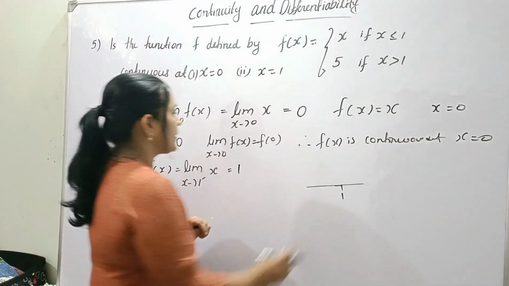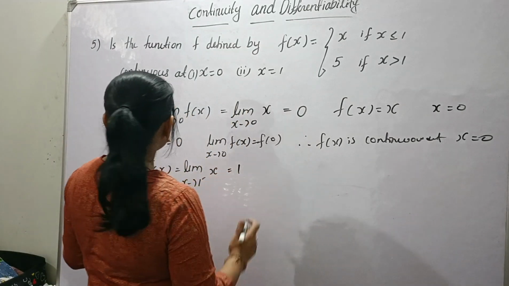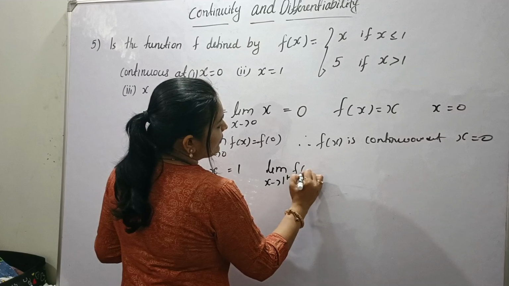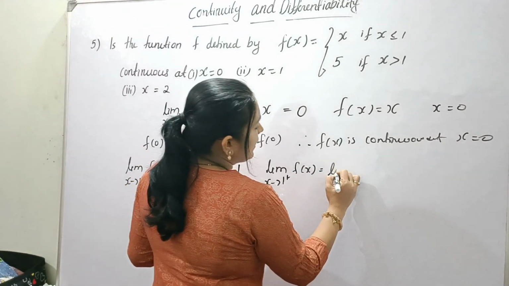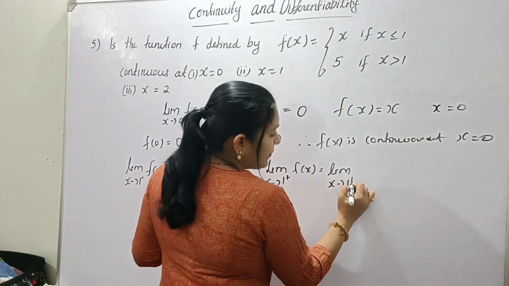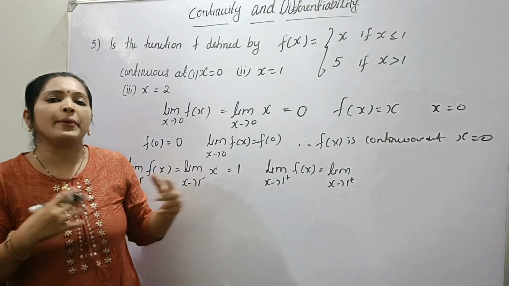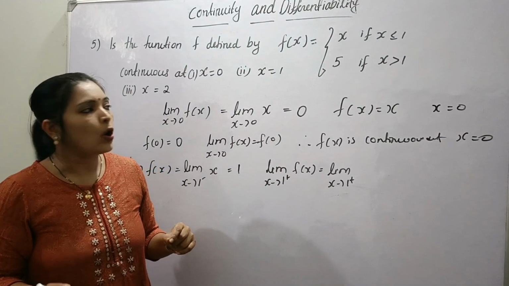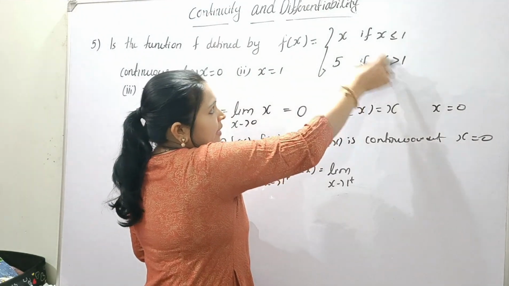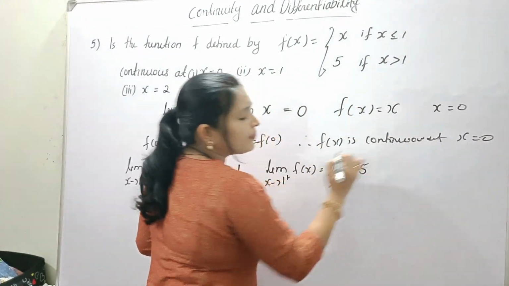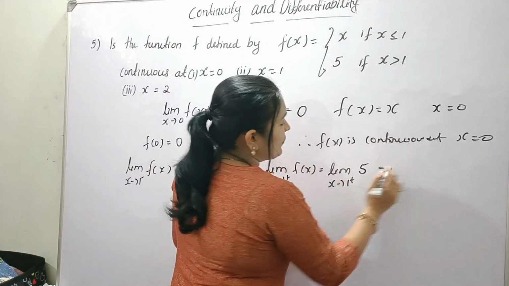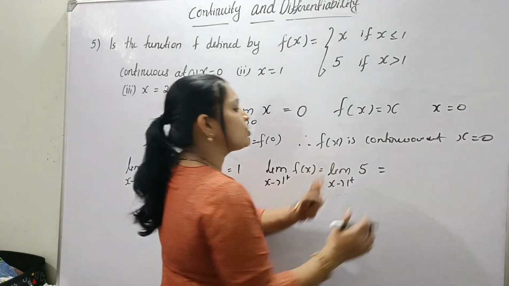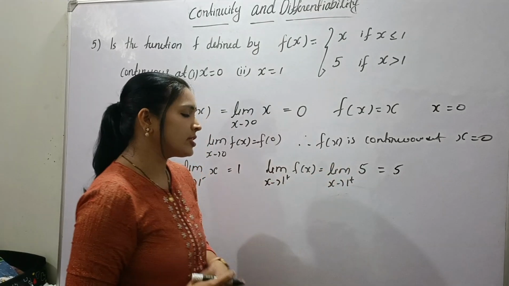Okay, next is the right hand limit. Limit x tends to 1 plus f of x. 1 plus means the value of x is very close to 1 and it is greater than 1. Okay, when x is greater than 1, the function is 5. So when we substitute here, there is no variable, only a constant, so 5 itself. The limit of this function is 5.